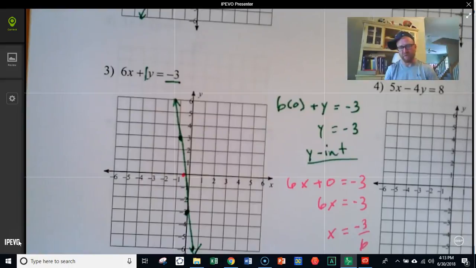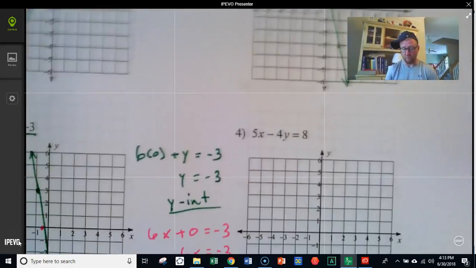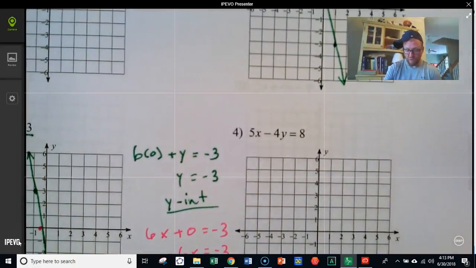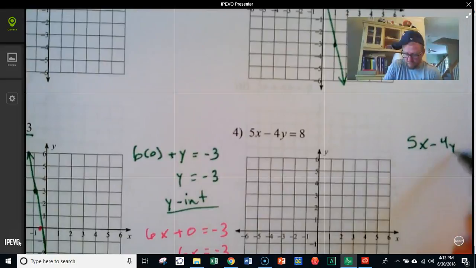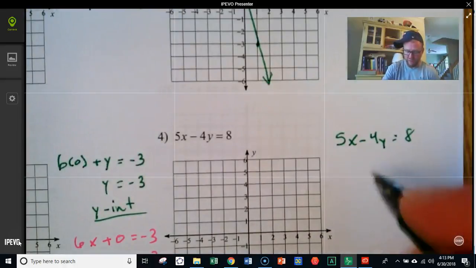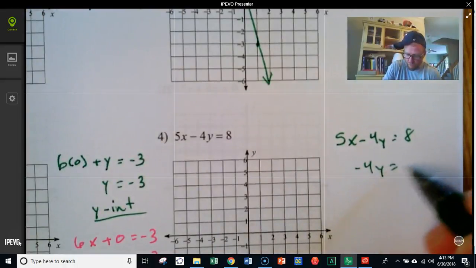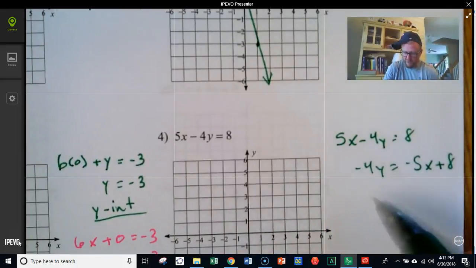All right, I'm going to do the rest of these. The next one is a solve for y problem. Put it in slope-intercept form. So here we've got 5x minus 4y equals 8. I'm going to subtract 5x from both sides. Negative 4y equals negative 5x plus 8. Then I'm going to divide by negative 4 on both sides.